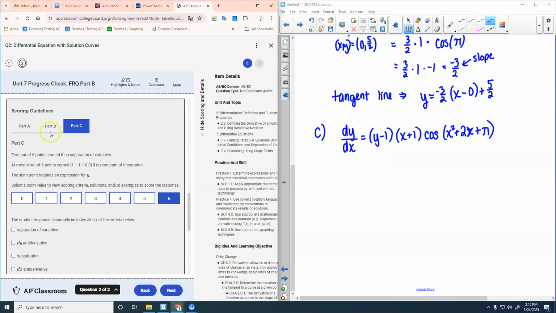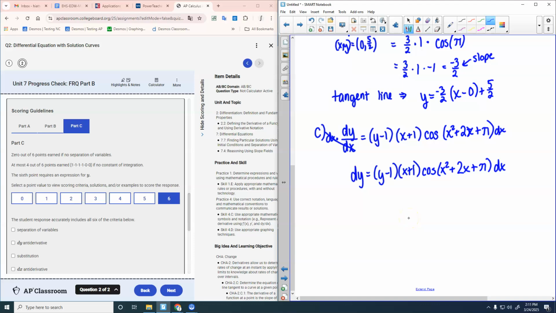Usually they're not worth 6. Usually they're worth like 4 or 5. But still, this is a heavily weighted portion. What do I need to do to get that solved or separated? Multiply by dx is pretty much always our first move in most cases. So I got dy equals y minus 1, x plus 1, cosine of x squared plus 2x plus pi dx.